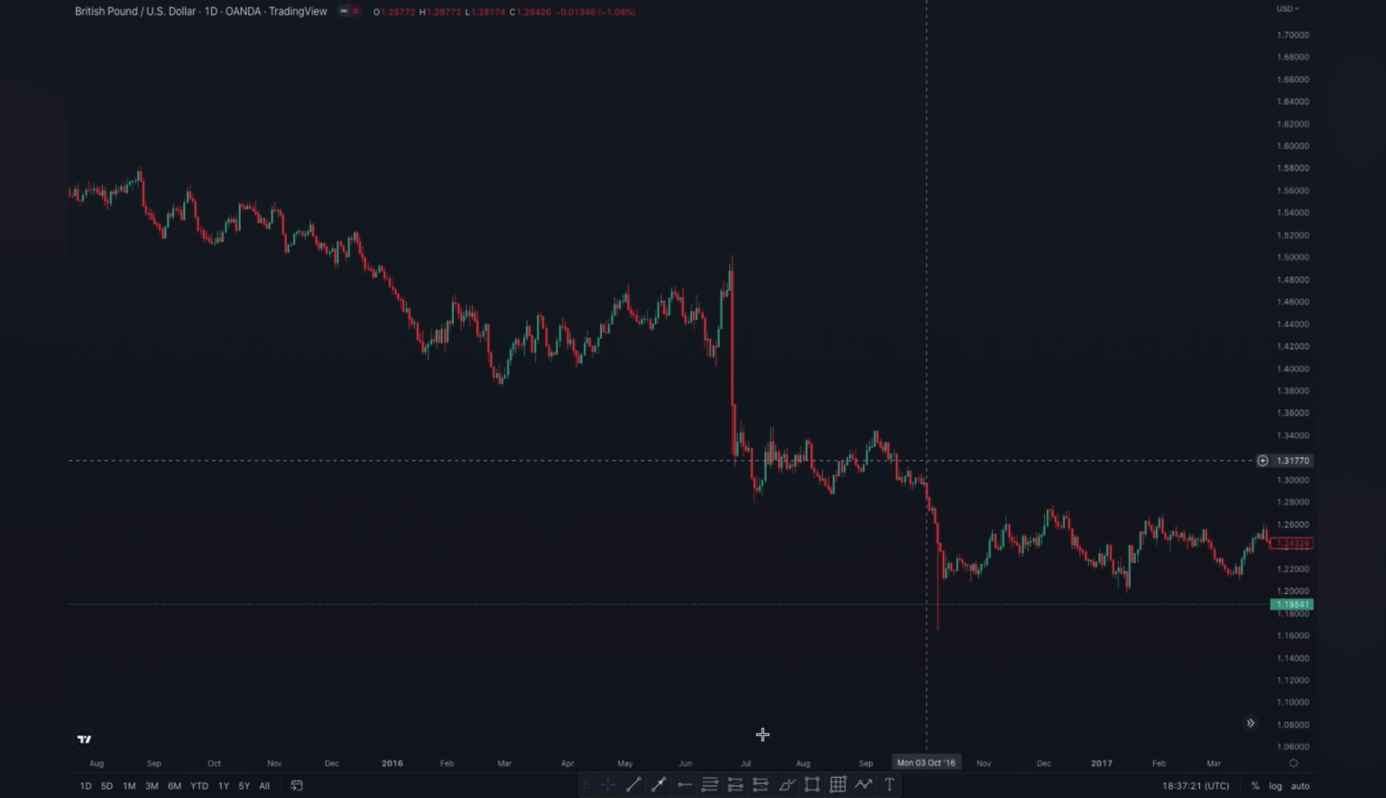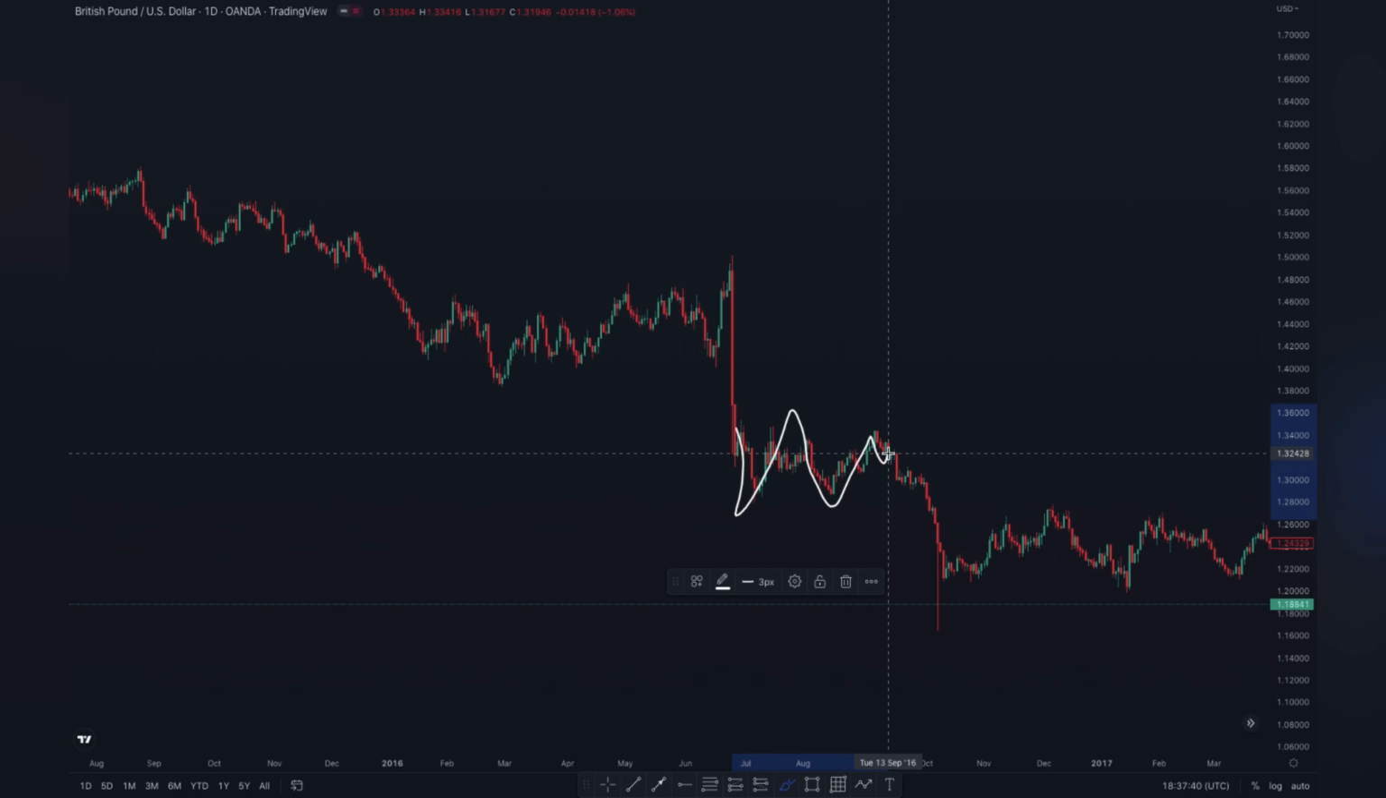Then we had a correction. Now, when it says correction, it's a weak kind of move, like the momentums are not strong. The candle momentums are not strong. You see little candles, and then candles with a lot of wicks. It goes there, comes back, goes there, comes back. So this is what is called a correction. This is clearly a correction.